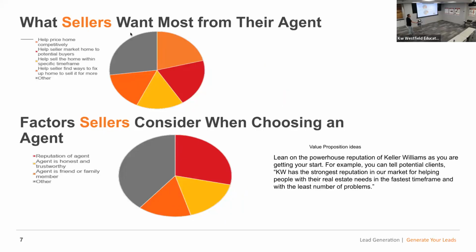So what sellers want most from their agent? They want help pricing the home competitively. They want to market the home to potential buyers. They want help selling the home within a specific time frame, and they want to find ways to fix up the home to sell it for more. Factors sellers consider when choosing an agent. Again, reputation is somewhat important to them. Agent is honest and trustworthy. Agent is a friend or family member.